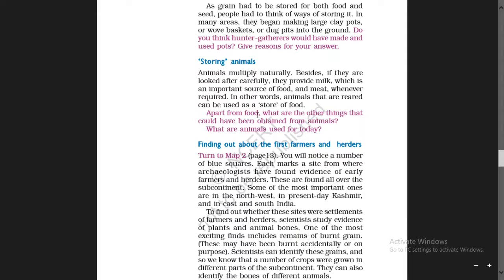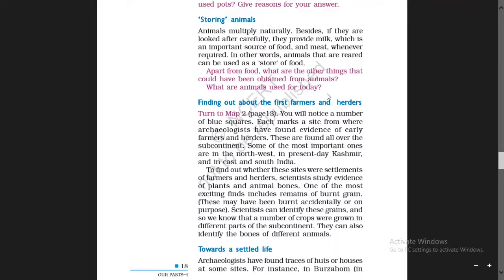Apart from food, what are other things that could have been obtained from animals? That means the uses of animals other than food, right, boys. What are animals used for today? That means, for what purposes we are using animals today. You have to write it.